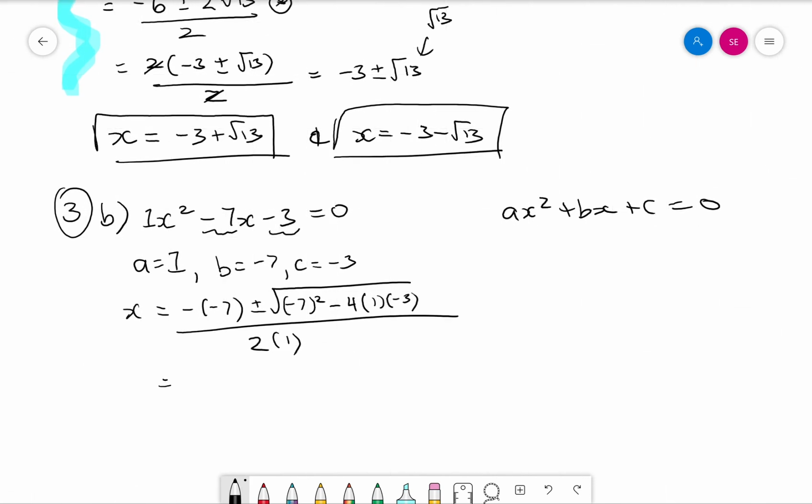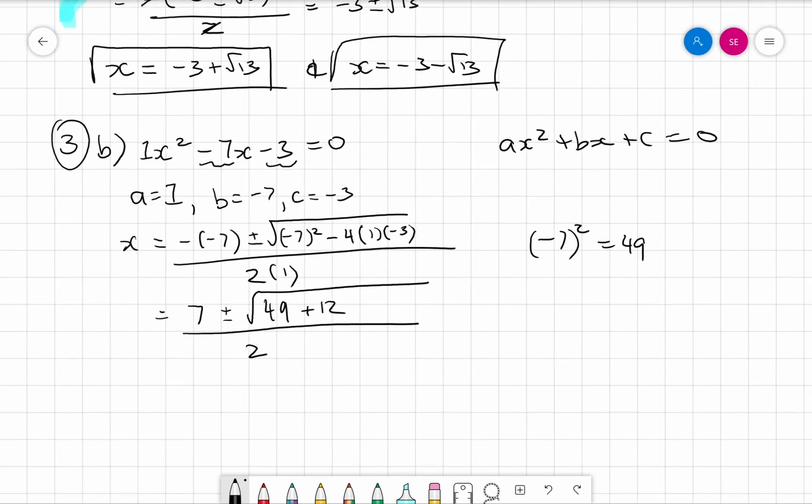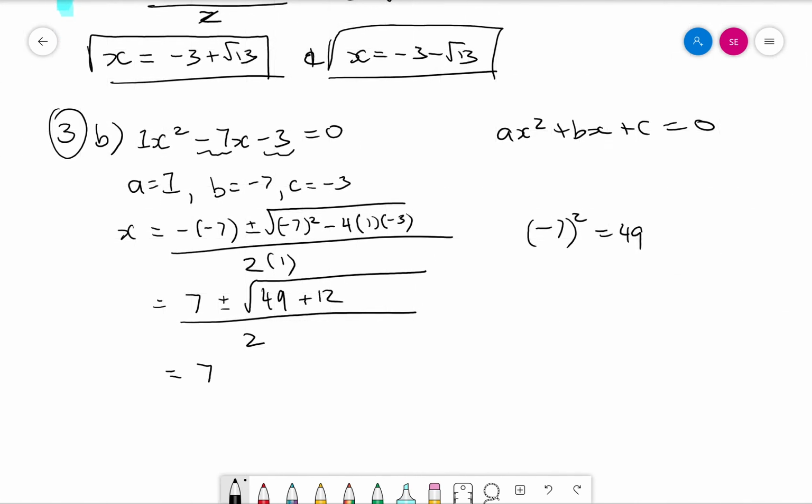It sounds confusing, but you're just plugging numbers into a calculator or into a formula. So minus minus 7, that'll become 7, plus or minus, now minus 7 squared is equal to 49. Minus 4 times 1 times minus 3 will give us positive 12. All over 2. Which will go 7 plus or minus the square root of 61 on 2.